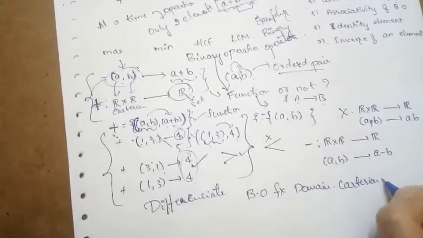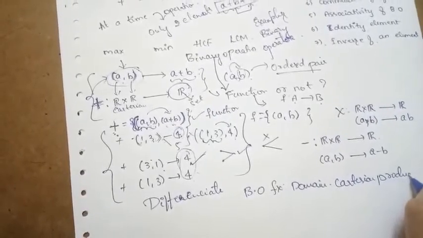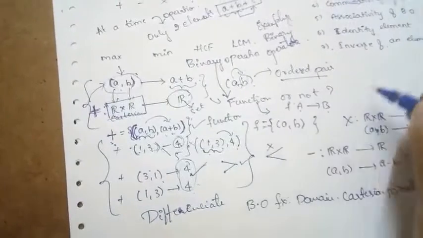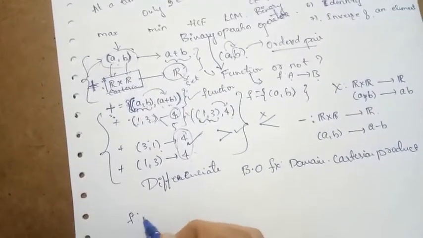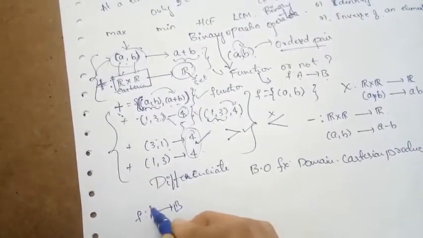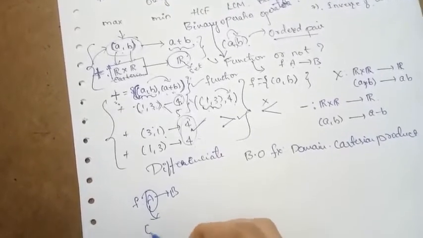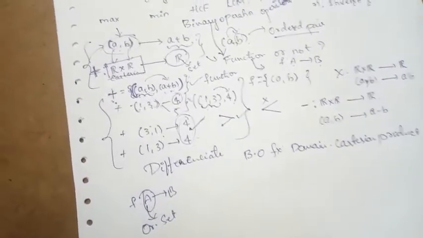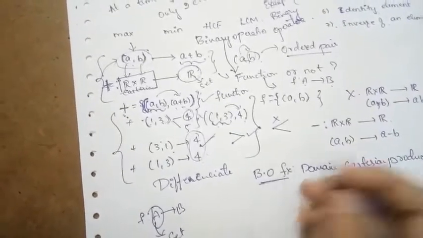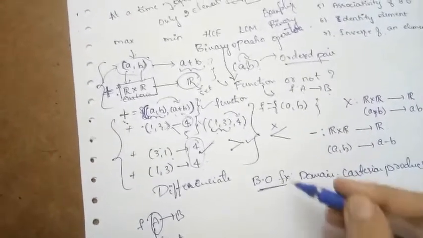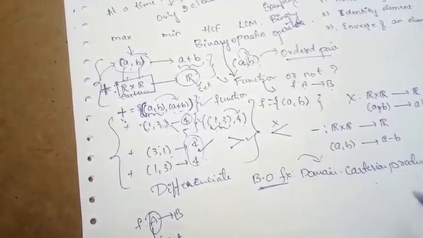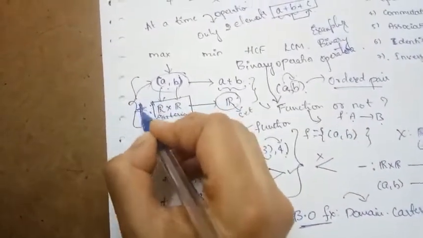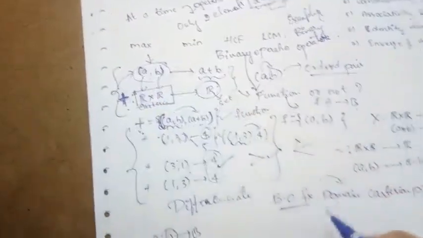You can see its domain is the Cartesian product, right? But for a normal function, if I say a function f from A to B, here our domain was an ordinary, arbitrary set. But when it comes to a binary operation function, at that time our domain was a Cartesian product. And in the binary operation, the function is an operator.